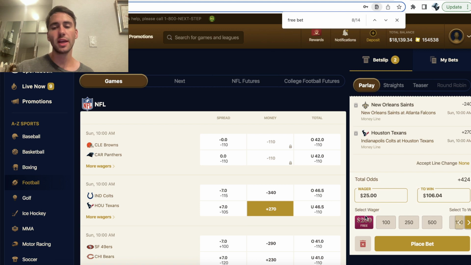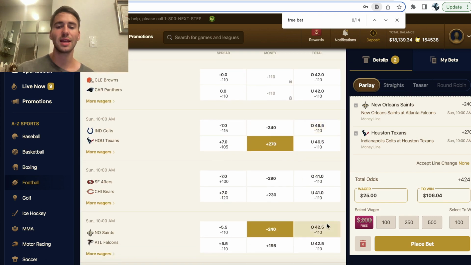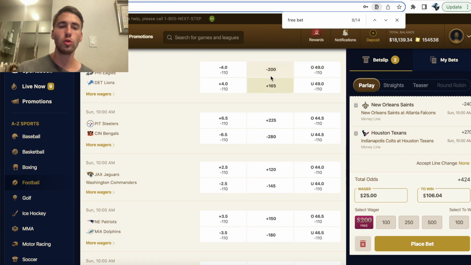You can see right here, I have a $200 free bet. So the question is, what do I do with it, right? And essentially, to understand that, you need to understand how free bets work. With a free bet, you do not get back your stake if you win. That may be a little confusing, so let's go through an example.